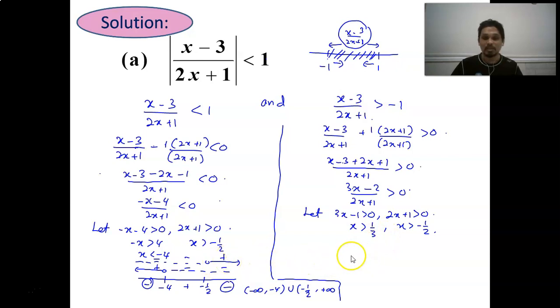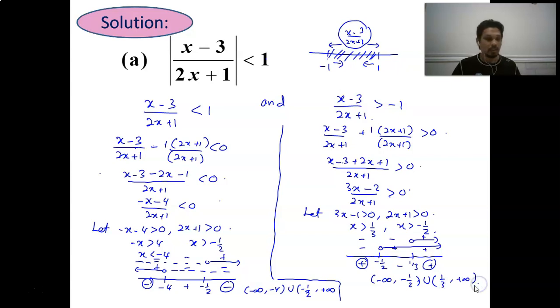So again, just like this one here, we are playing with the sign of positive and negative. Negative 1 over 2 and 1 over 3, both are greater than. So we come up with positive, negative, positive. And this rational function here is greater than 0. Greater than 0 means that the value is positive, right? This one here and here. So the solution set for case number 2 is negative infinity until negative 1 over 2 union 1 over 3 to positive infinity.